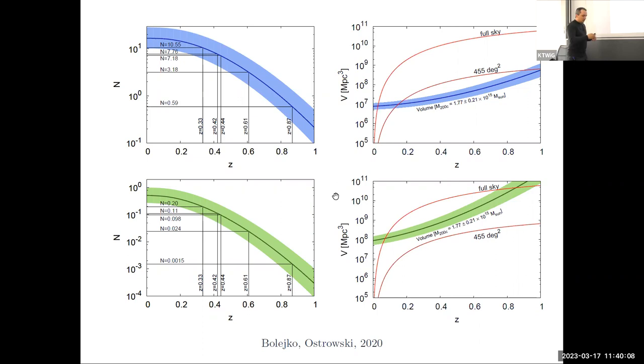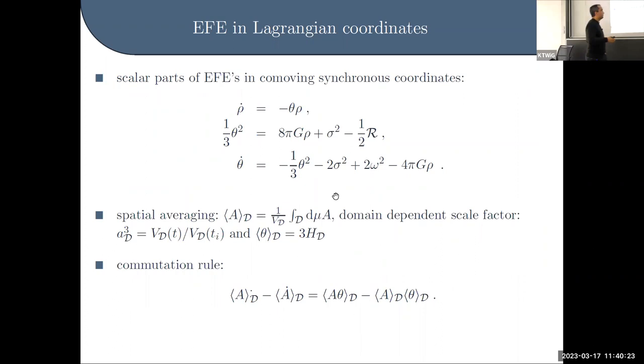Okay, sorry. So this concludes the part about the silent universe. I want to move to the other bit now, and I'll start with talking about the averaging problem in cosmology. Here we'll take a slightly different approach. We will look at the Einstein equations, but only in the scalar parts.